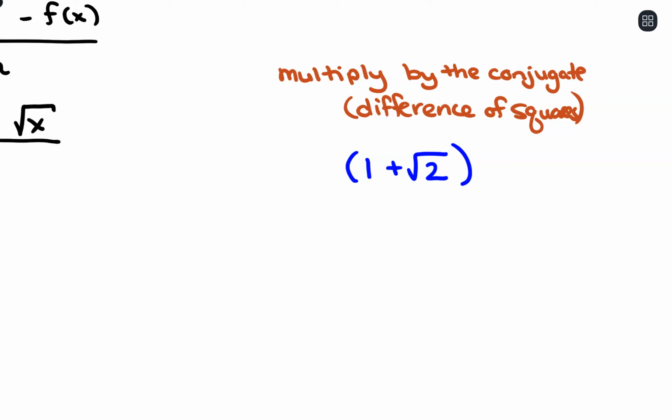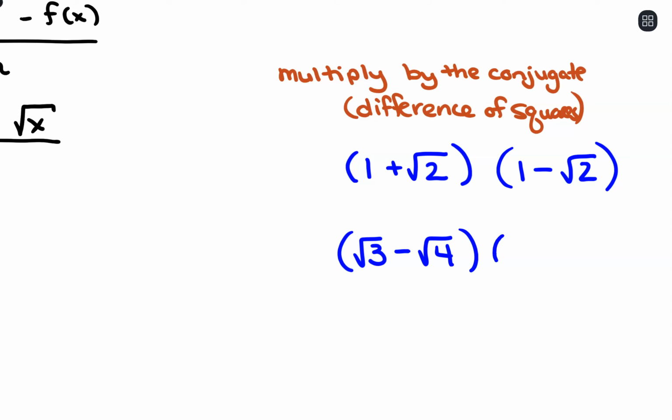The conjugate of that expression would be 1 minus root 2. So the terms stay the same, but if you have addition, this is using subtraction. If we had started, let's say this was root 3 minus root 4, the conjugate would be root 3 plus root 4. So it's a fancy word for saying if you have addition, change it to subtraction. If you have subtraction, change it to addition. And that's where we're getting this difference of squares.